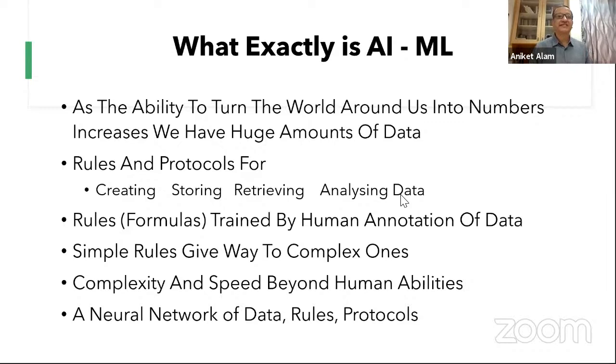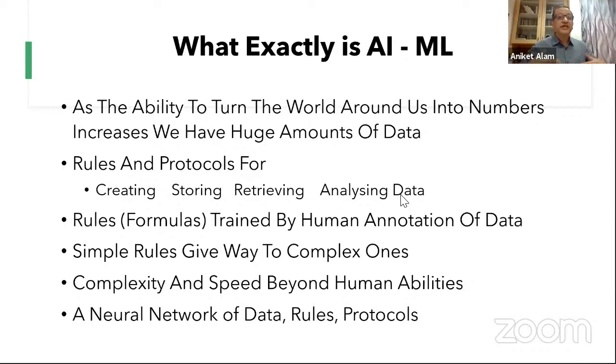There's a lot of things. Basically, as I had already talked about, it is to turn the world around us into numbers. Everything is a number. And then you have rules and protocols for creating, storing, retrieving, and analyzing this data. So if there are numbers, you say, if this is so, then that will be what it is. In this condition X, in that condition Y, in that Z, you just make rules, right? If the door is open, you walk out. If the door is closed, pull the door open. Basic rules, right?